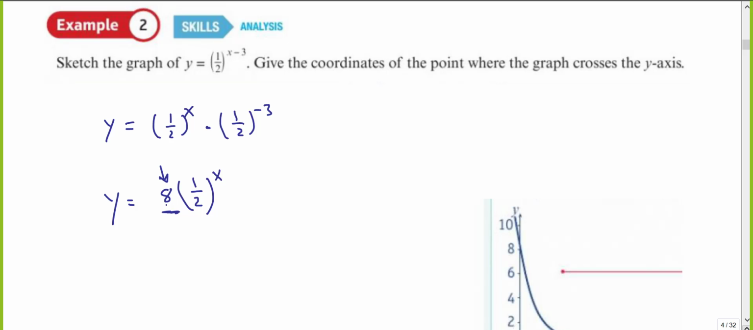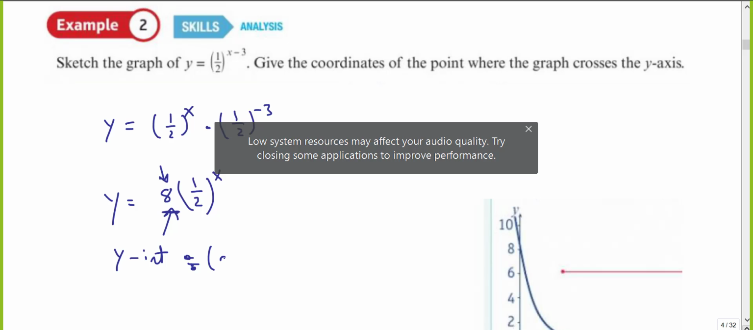What effect does this 8 have on the graph? It has one effect, which is what? You multiplied by half? No, you multiply it by 8. يعني this one means the y-intercept, the intersection point on the y-axis will be 0, 8. Are you following? Yes, sir.